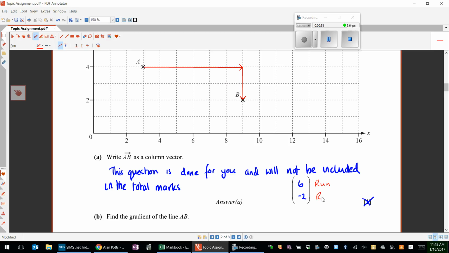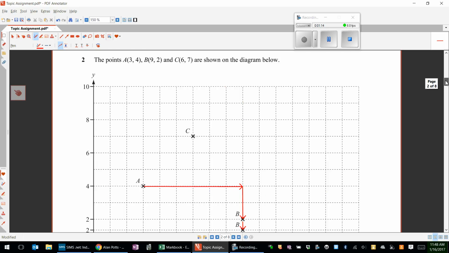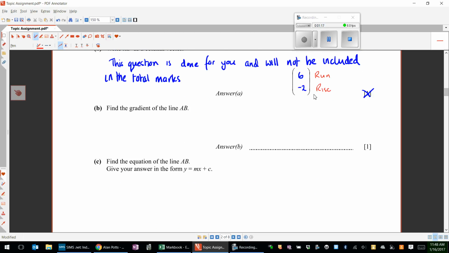Well, we're not actually doing run divided by rise, so gradient is rise over run, but we could use that information, for instance, to help us work out the gradient of line AB. If the gradient of line AB uses rise over run, and we'd had to do part A ourselves, we'd have thought, oh, therefore it's minus 2 divided by 6, which is minus 1/3. I wrote 1/3.